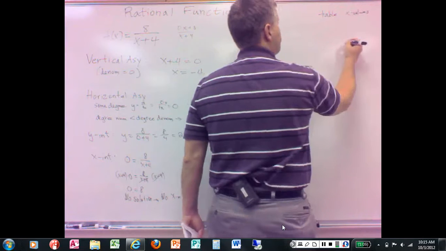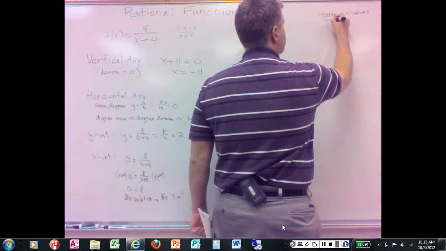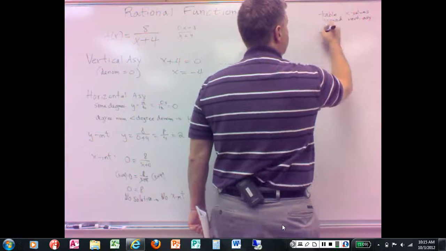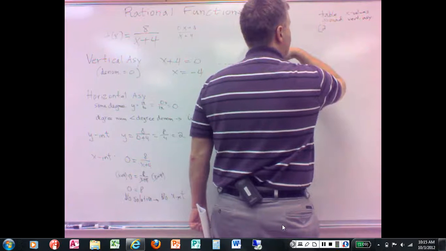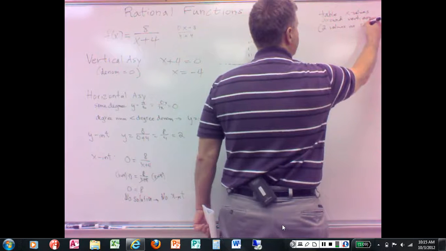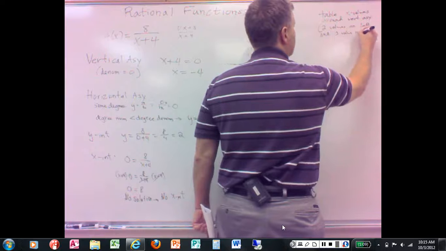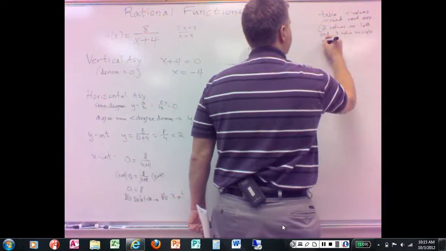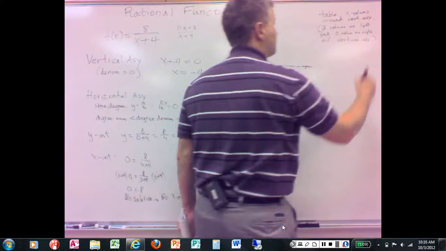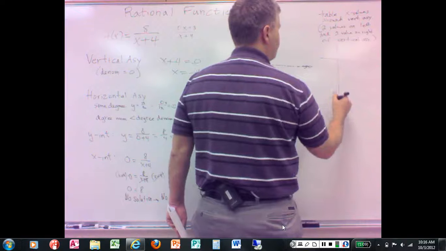And to be specific, let me get 2 x values. So x values around the vertical asymptote. To make it specific, let's get 2 values on the left and 2 values on the right of the vertical asymptote. And those will give you some good points to graph this thing. Okay? 2 values on the left of the vertical asymptote, 2 values on the right.